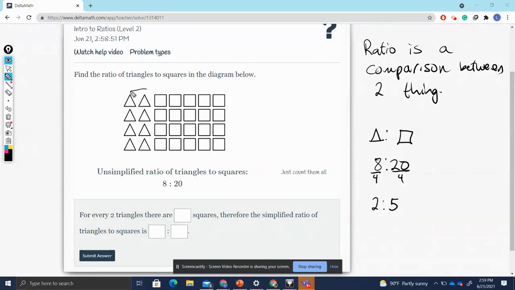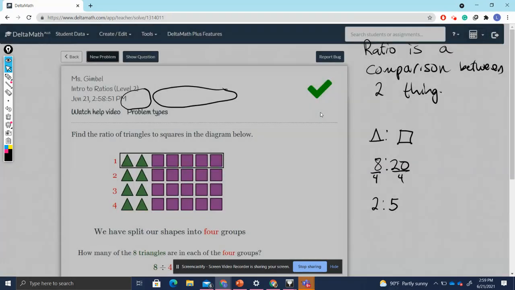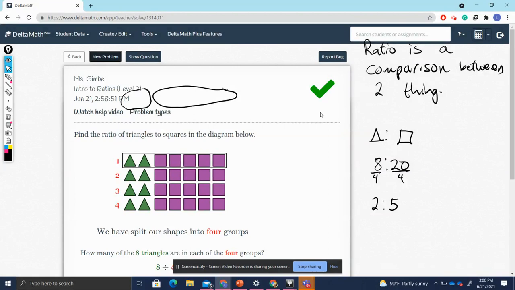We can see visually that for every 2 triangles, we have 5 squares. And that's our simplified ratio. So for every 2 triangles, there are 5 squares. And we're going to write this simplified as for every 2 triangles, there are 5 squares. We are finished. Yes, our answer is correct.